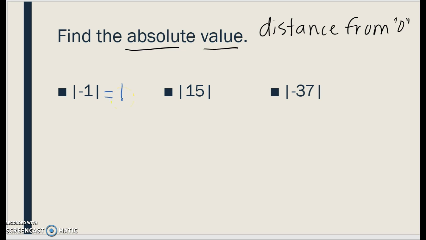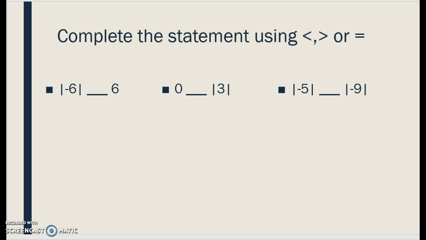Our second question is the absolute value of 15. If we were to plot 15 on a number line, we would see how far away that was from 0. So our answer would be 15. And then lastly, the absolute value of -37 would just be a positive 37. So really with absolute value, we're just talking the distance that number is from 0.